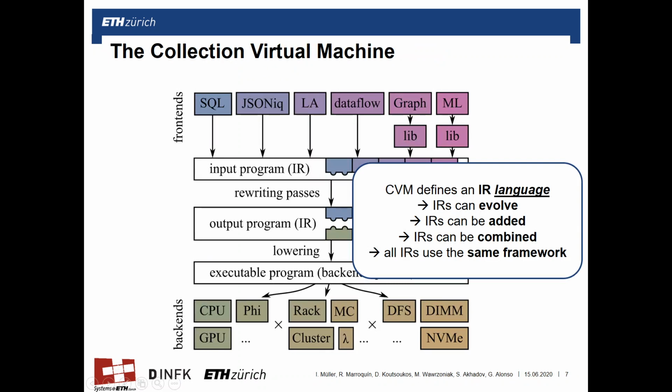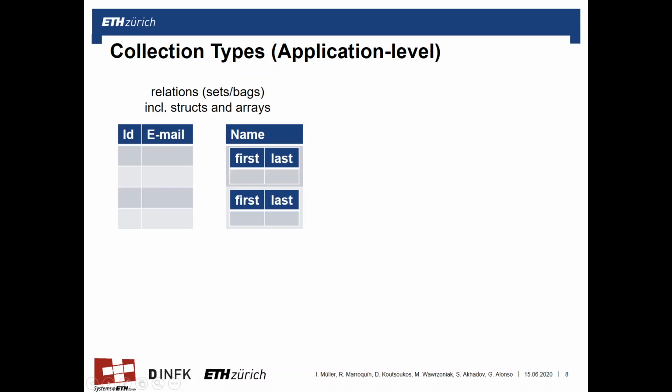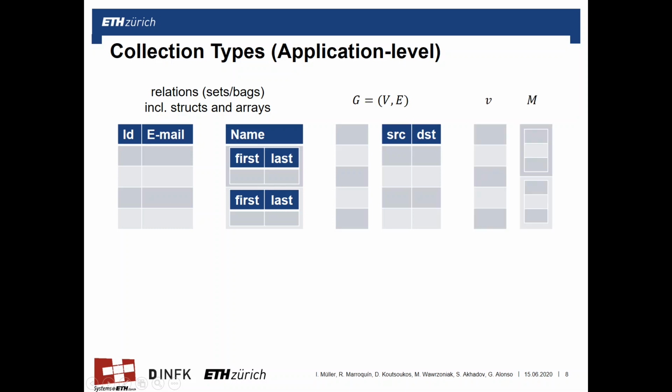The IR language really allows us to define two things, and the first thing that I want to describe here is collection data types, or more precisely collection types. So I'll do that by example. In fact, all of the types of analytics that we are targeting are based on some type of collections. For example, relations, which may contain structs and arrays, graphs, which really consist of vertices and edges, and linear algebra, which is defined on tensors.